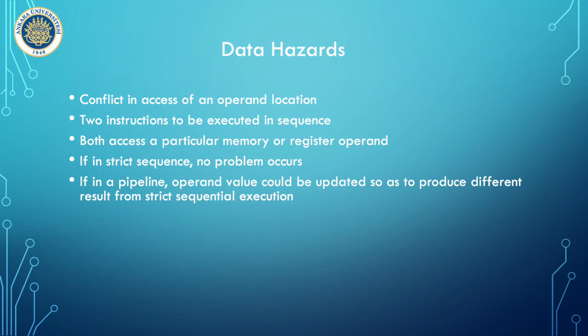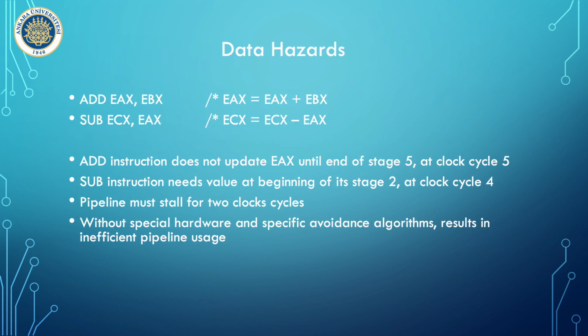In a strictly sequential, non-pipelined execution, this problem doesn't appear because the first instruction always completes before the second starts. But in a pipeline, multiple instructions are in progress at the same time, so we should take special care to preserve the correct data dependencies.